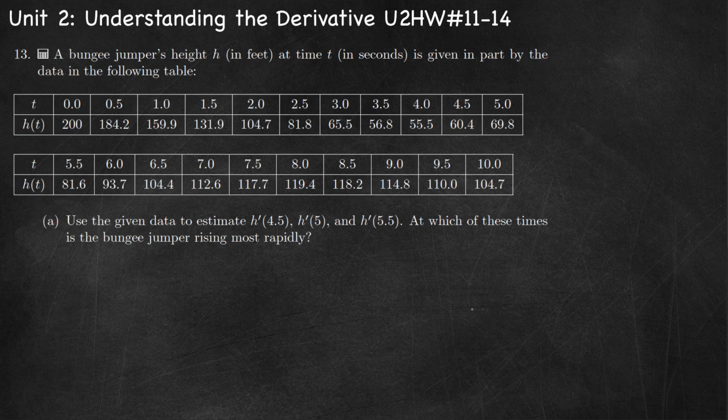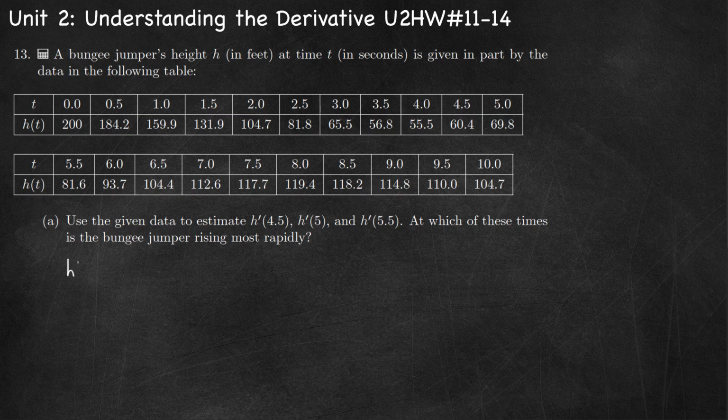Number 13, a bungee jumper's height h in feet at time t in seconds is given in part by the data in the following table. Use the data to estimate h prime of 4.5, h prime of 5, and h prime of 5.5. At which of these times is the bungee jumper rising most rapidly?